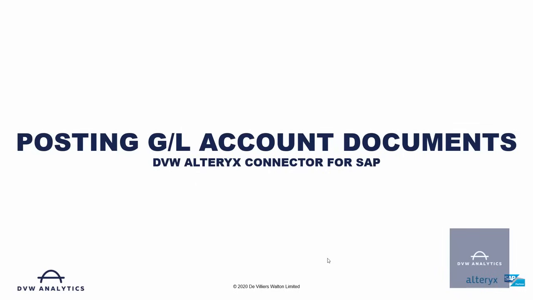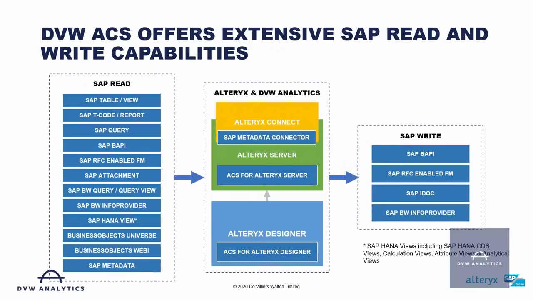In this demonstration, I'm going to show you how we can use Alteryx and the DVW Alteryx Connector for SAP to post GL account documents into an SAP system. That SAP system could be an SAP ECC system, or it could be an SAP S/4HANA system. Specifically, we're going to make use of some of the SAP Write capability that is now available as part of the DVW ACS. Within that, we're going to make use of SAP BAPI technology to post those documents.